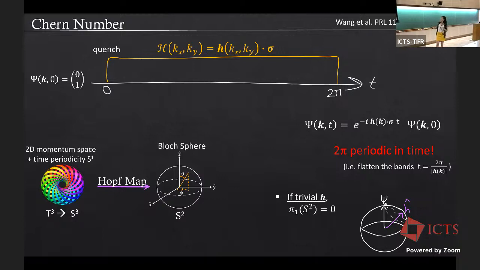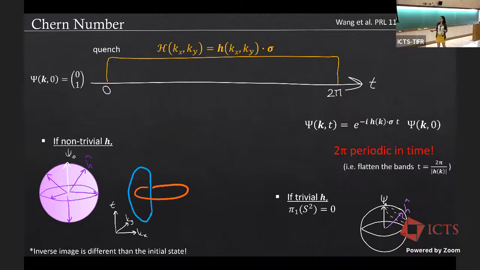So if this Hamiltonian is trivial, you can imagine that at each k point, this Hamiltonian points in this direction. It's completely trivial. And at each k point, my initial state points here. And the moment that I quench, this state will precess around the Hamiltonian. This will be a trivial thing because pi1 of S2 is trivial. So I'm not wrapping the sphere dynamically, which is what a non-trivial Hopf map would dictate.